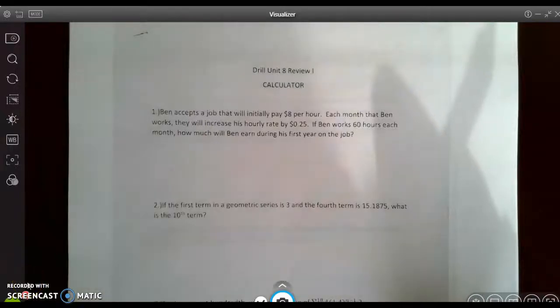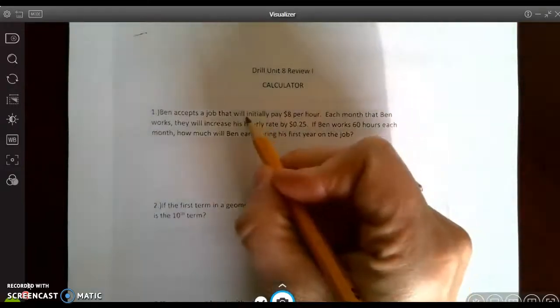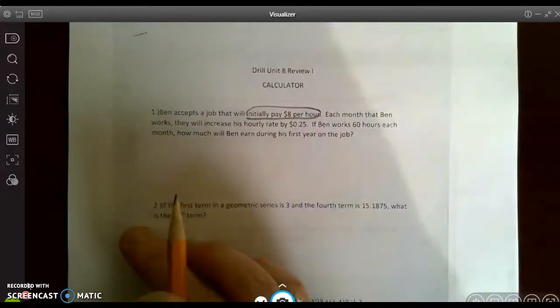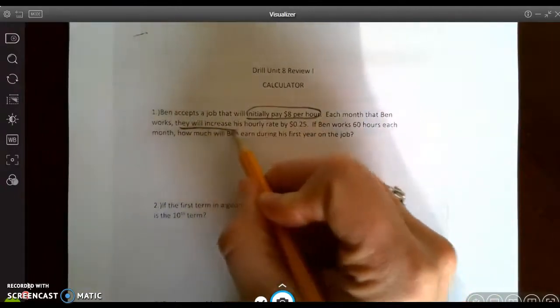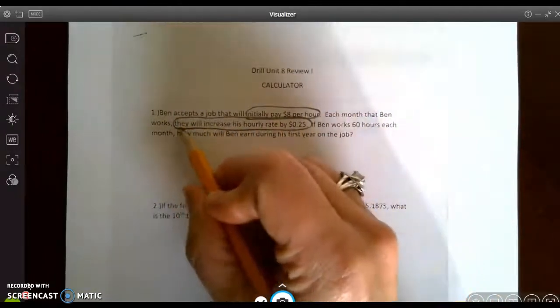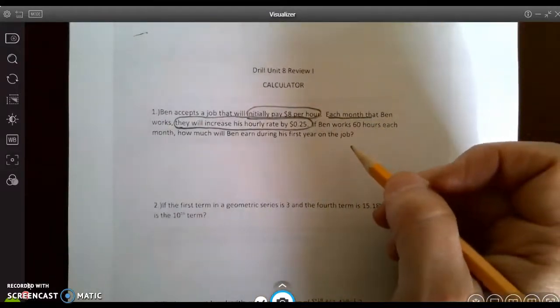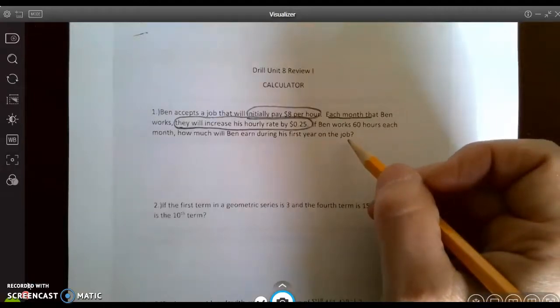So here is drill number 1 for our Chapter 8 review. Ben accepts a job that will initially pay $8 per hour. Each month that Ben works, they will increase his hourly rate by 25 cents. And that's each month. If Ben works 60 hours each month, how much will Ben earn during his first year on the job? So we need to think about this.